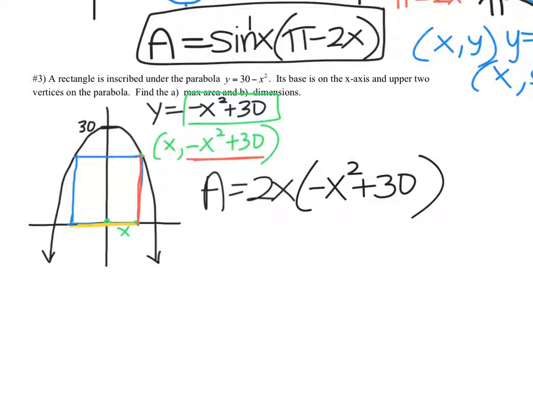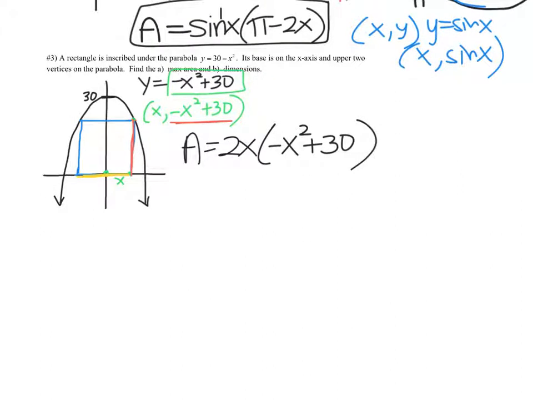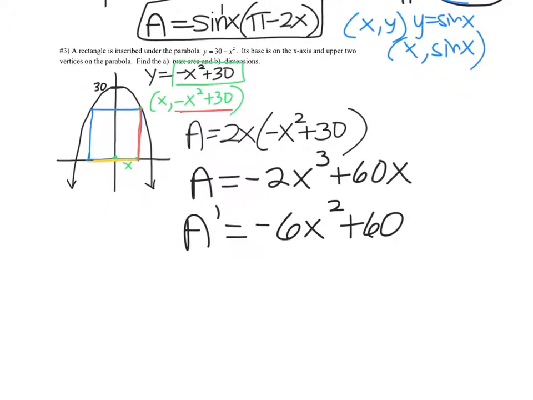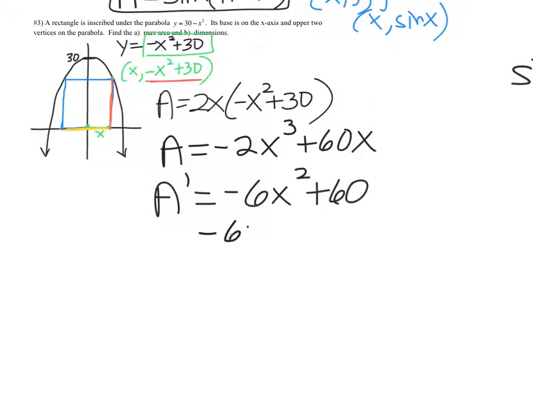Okay, so now this one, we can go ahead and take the derivative. It's up to you. Do you want to use product rule? Probably not. Go ahead and just distribute first to simplify your equation. So you get negative 2x cubed plus 60x. And anytime you want to get the maximum area or the minimum of something, you always take the derivative and set it equal to 0. So the derivative would be negative 6x squared plus 60. Okay, take that and set it equal to 0 and solve.